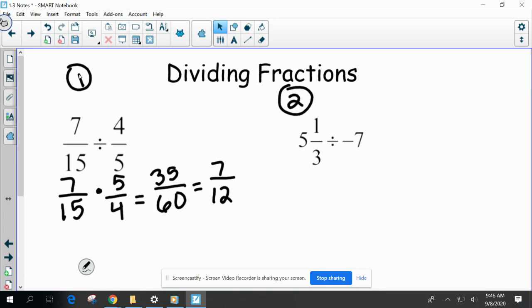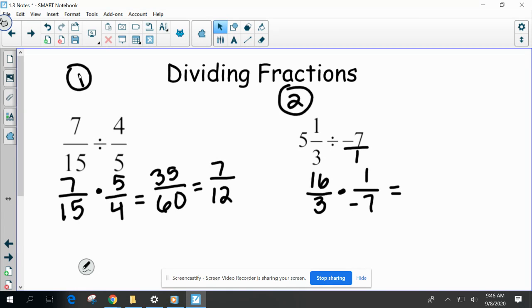Okay, for number 2, I have a mixed number times a whole number. So I'm going to have to work with these fractions first before I divide. So the mixed number I need to convert into an improper. So 5 1/3 would become 16 over 3. And then -7, if I put that over 1 to make it a fraction, I'm going to take it and multiply and then flip it. So 1 over -7, and then multiply straight across.